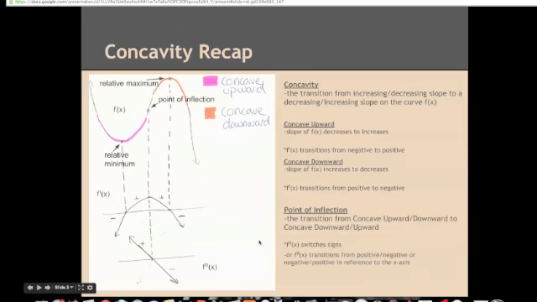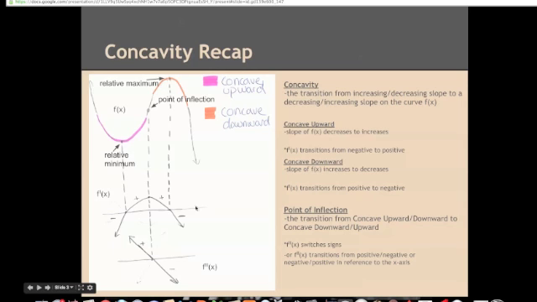In simplest terms, concavity is the transition from an increasing or decreasing slope of a curve to a decreasing or increasing slope, which is dependent on whether you're in a situation where it's concave upward, as you can see highlighted by the pink-purple color, where it goes from a decreasing slope until it reaches this critical point, which here is our minimum because it's at the bottom, to increasing. Quite the opposite is concave downward at this maximum, which is also one of our critical points, where it goes from increasing to decreasing.